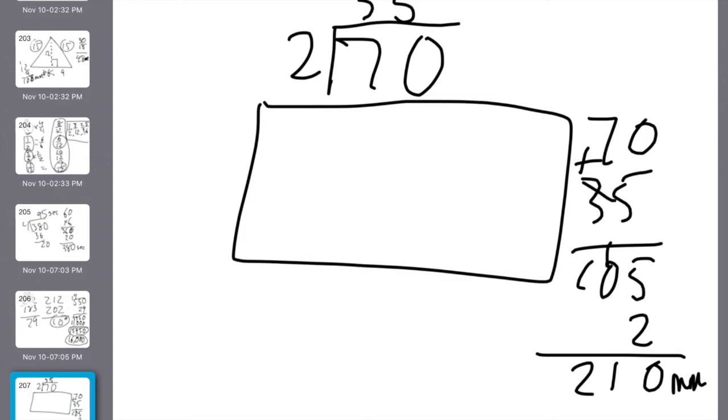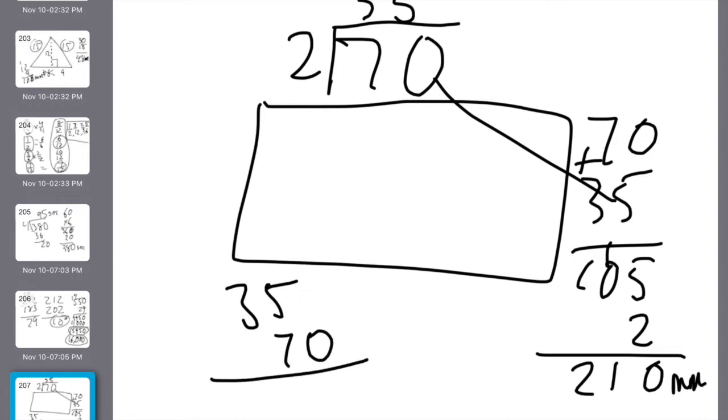What's the area? That's multiplication, guys. So I'm going to do 35 times 70. Put the 0 off to the side to get it done in one step. Gives me 35. Carry gives me 21 plus 3 is 24. That one's millimeters squared.